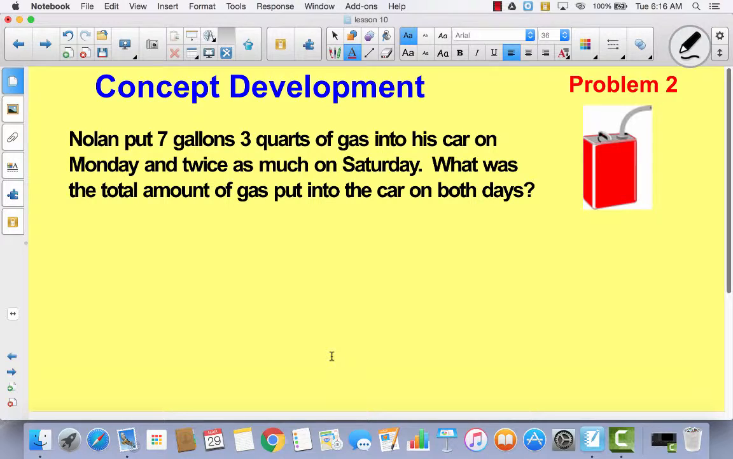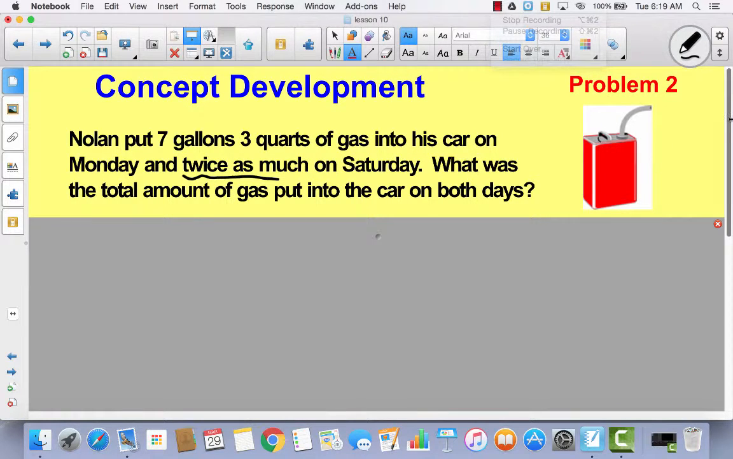All right, so let's take a look at problem number 2. Nolan put 7 gallons, 3 quarts of gas into his car on Monday and twice as much on Saturday. What was the total amount of gas put into the car on both days? Okay, so is this a comparison problem or is this a total problem? Well, again, I'm hearing some comparison words. I'm hearing twice as much. I think that this problem is simple enough that you could go ahead and pause the video and do all of this by yourself, and then let's come back and discuss this and see if we have the same answer.